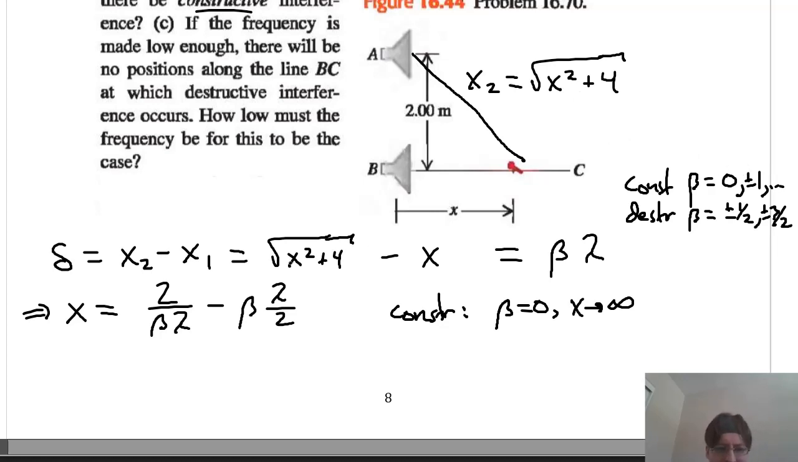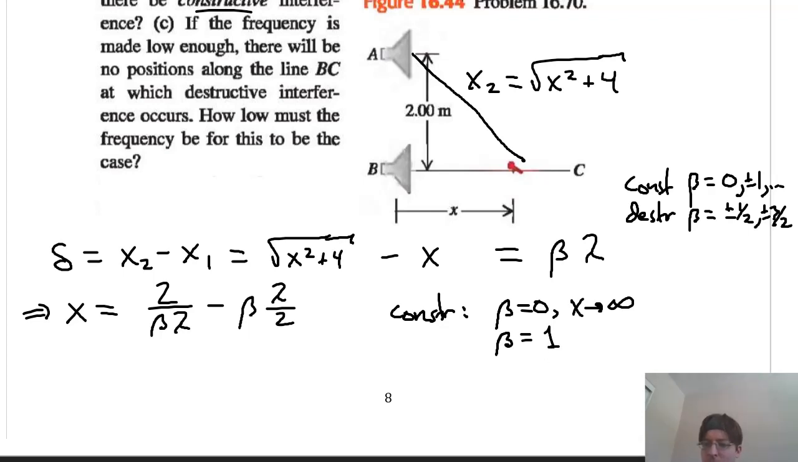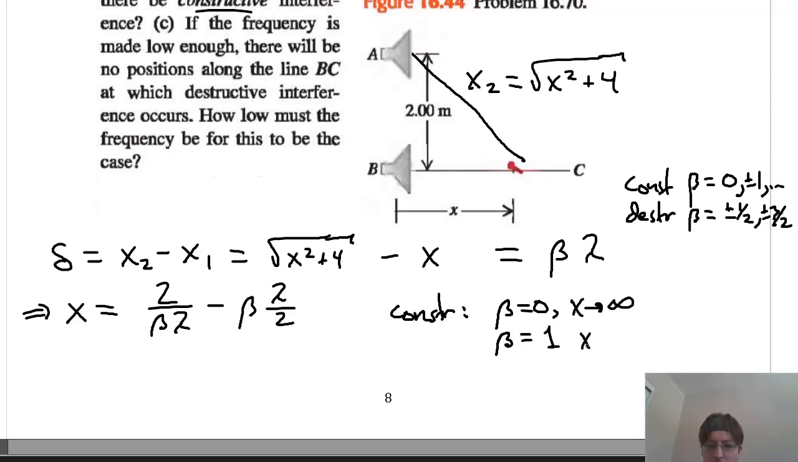You can check that: let x go to infinity in the expression for delta, and sure enough, the path difference is 0 as you head way far away from it. Okay, so there really is no point where the path difference is 0, but I can let beta equal 1 and find a point there which is 4.3 meters. And then let beta equal 2, and I get x equals 1.8 meters.